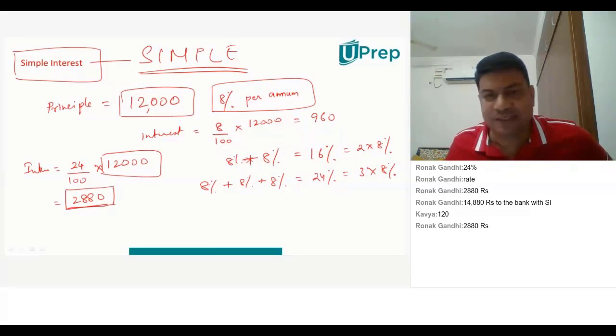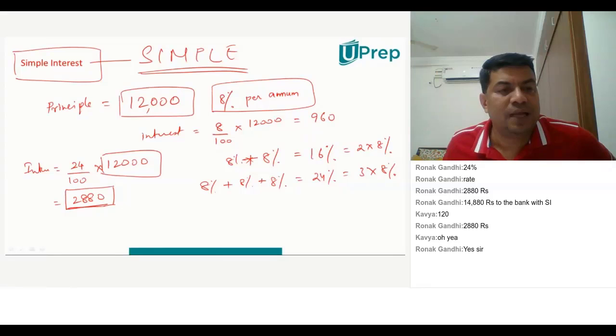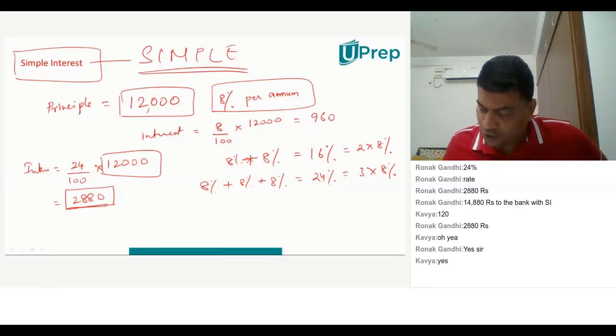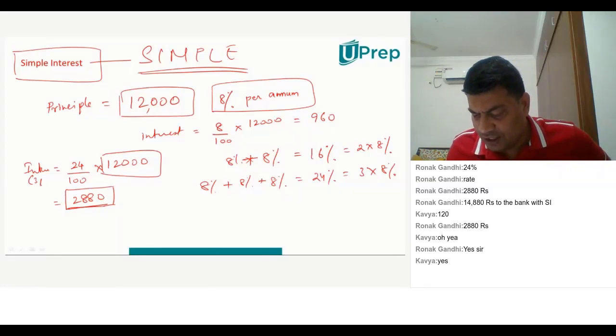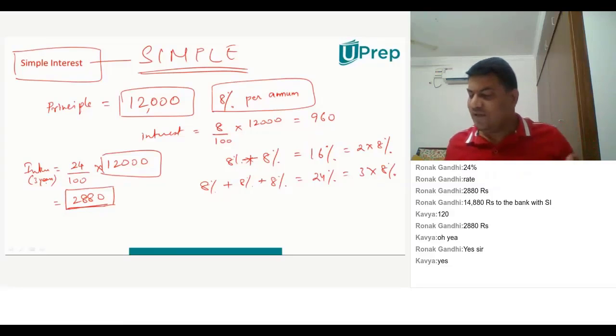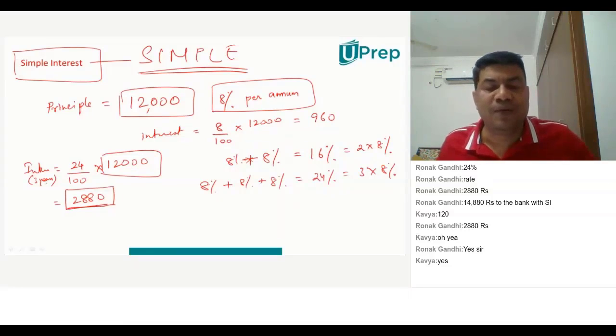Is everyone okay with this? Yeah, good. So what I'm trying to say is interest is 24%. Why is this interest 24%? Because it is interest for 3 years. That's what we are calculating, right? So basically, this is a very simple way of looking at simple interest.